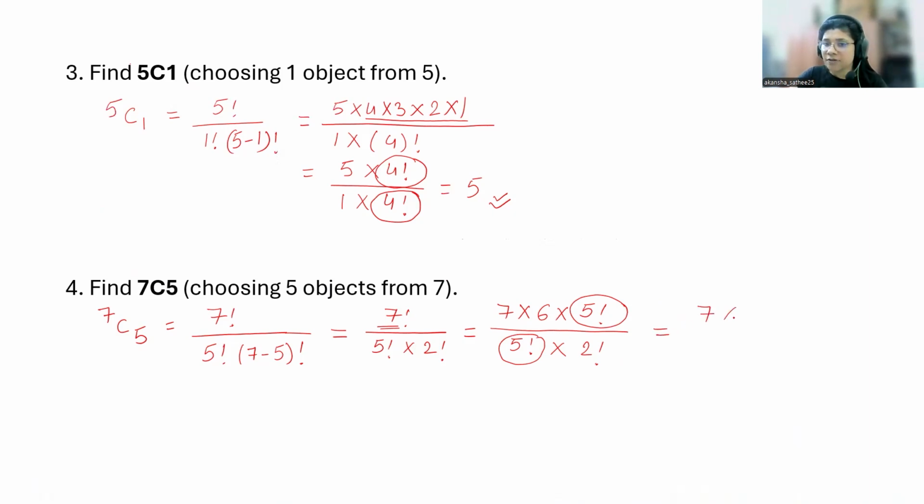Here you have 7 into 6 upon 2 factorial, which means 2 into 1. And 6 will get cancelled by 2 and you will be left with 3. So the final answer would be 7 into 3, and that is equal to 21. Is that fine? So basically 7C5 is equal to 21. Okay. So that is how you have to calculate.